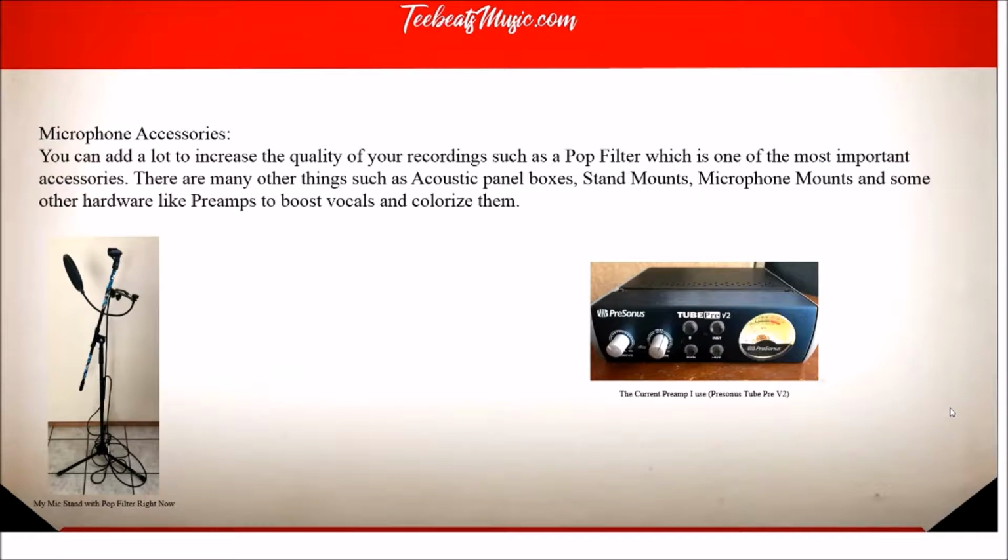So now you can get acoustic panel boxes, stand mounts, microphone mounts, and some other hardware. Like the preamp to the right I use, which colorizes a vocal and boosts it. But I'm not using it right now. I do use that for certain recordings on certain occasions because it makes your voice sound soothing. It depends on the preamp, but this one in particular is kind of like a tube amp, so it colorizes it a little bit, not much. It's pretty good. But anyways, let's move on.